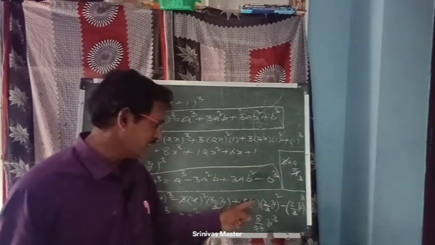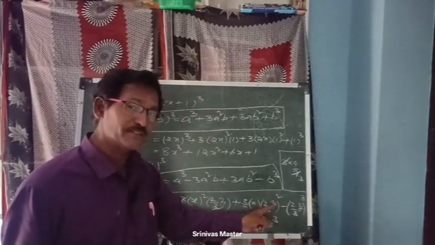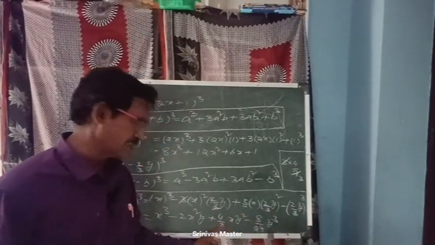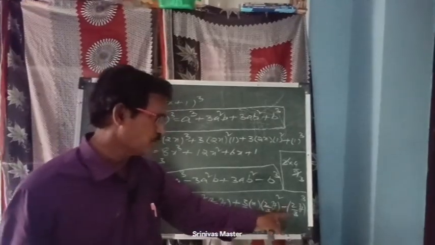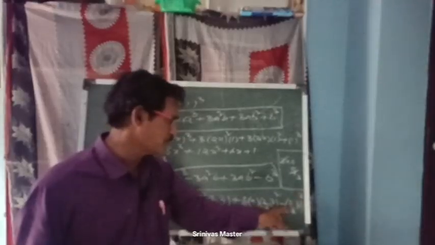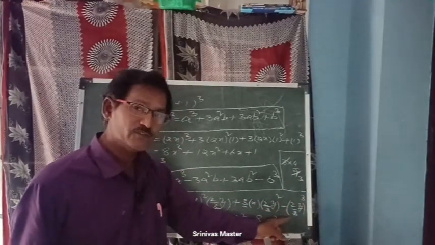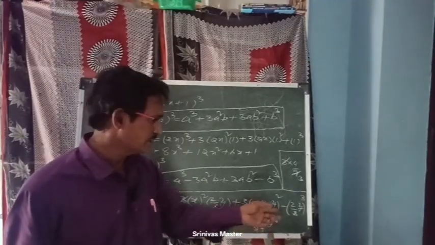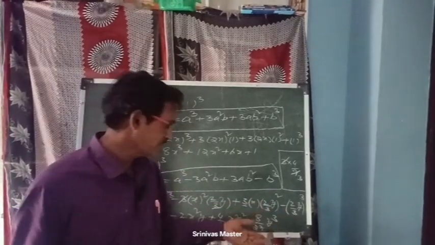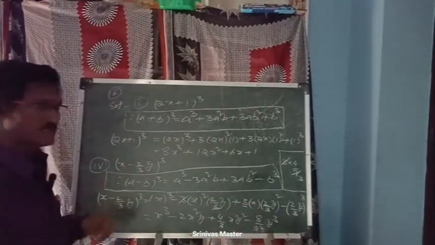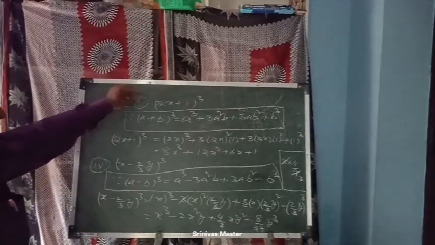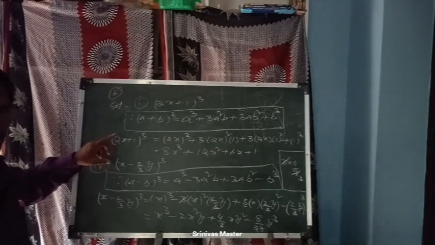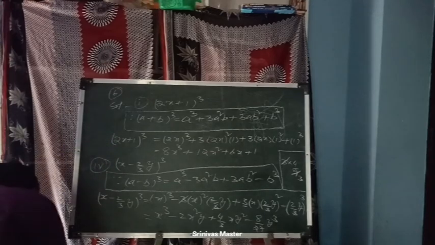What are the variables here? Here is x. Here y whole square, no? That means y square. Totally 4 by 3 x y square. That I wrote here. Minus (2 by 3y) whole cube. That means 2 cube by 3 cube, means 8 by 27 y cube. 2 cube means 2 into 2 into 2, 3 cube means 3 into 3 into 3. So this is the result of this question. So be careful, remember. This is the (a plus b) whole cube. This is the (a minus b) whole cube. Right, children? I'll continue that.